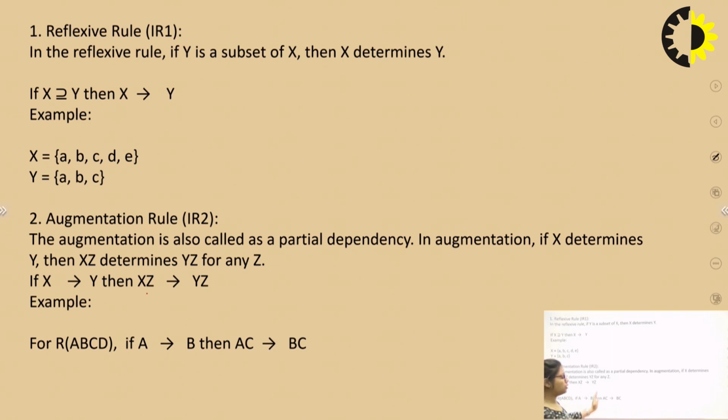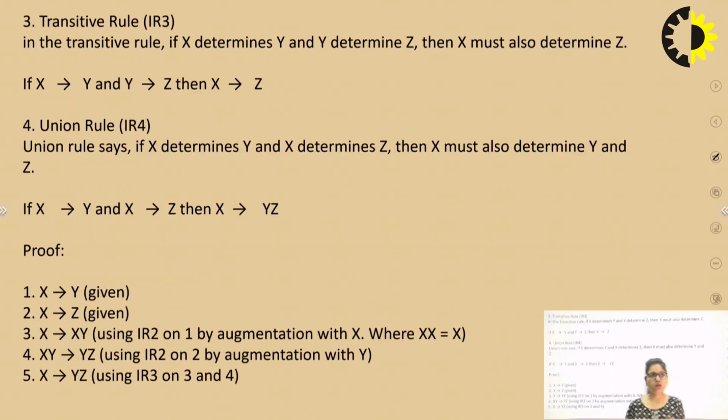If A determines B, then AC definitely determines BC. This is the example of augmentation. The third one is the transitive rule.